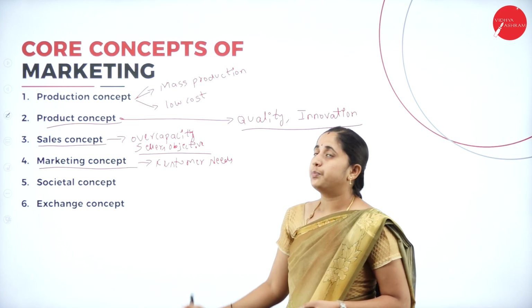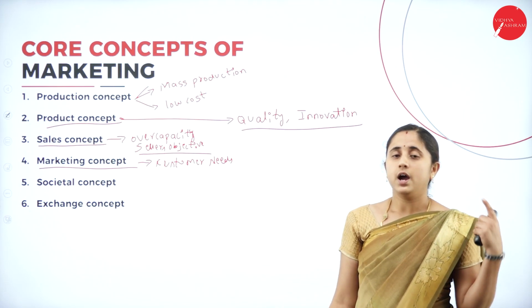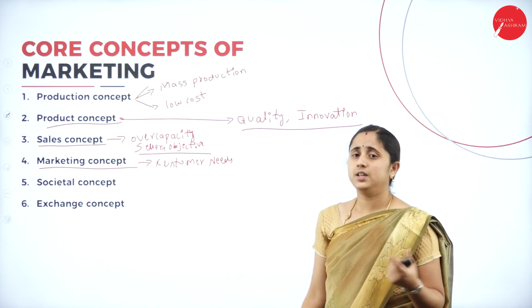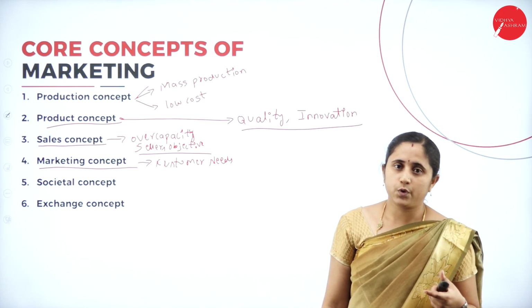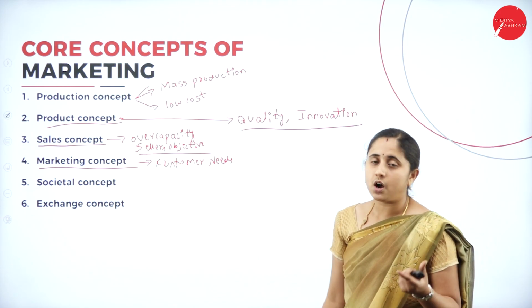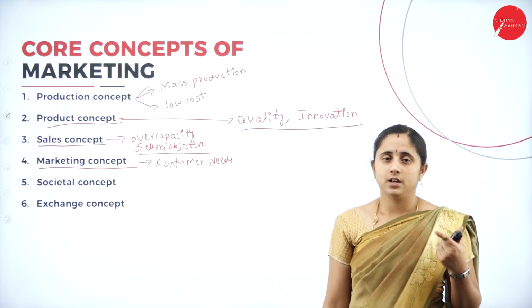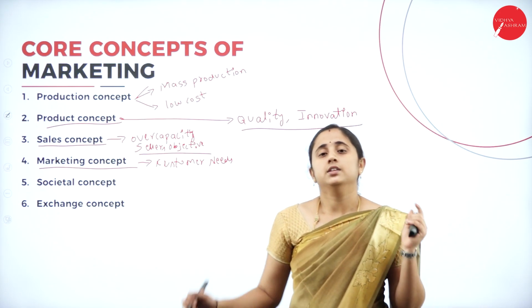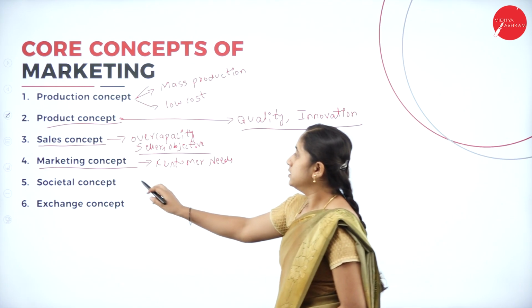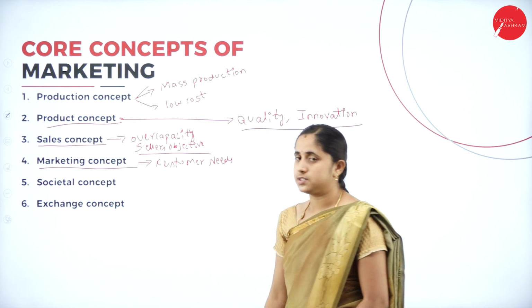Here they give importance to the buyer's objective, their main intention is to satisfy the customers, and they produce according to the needs and wants of the customers. But in the sales concept, they produce according to their own needs. They produce what they want and they have the capacity to sell the product. So, this is about the marketing concept.